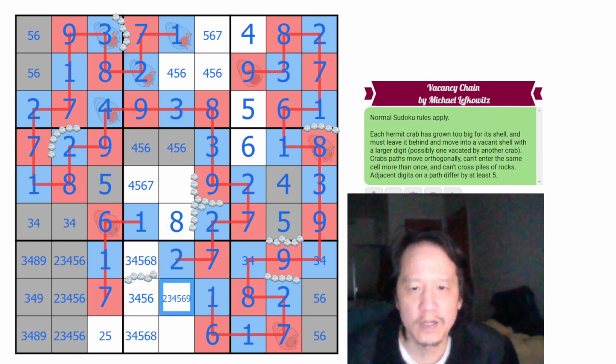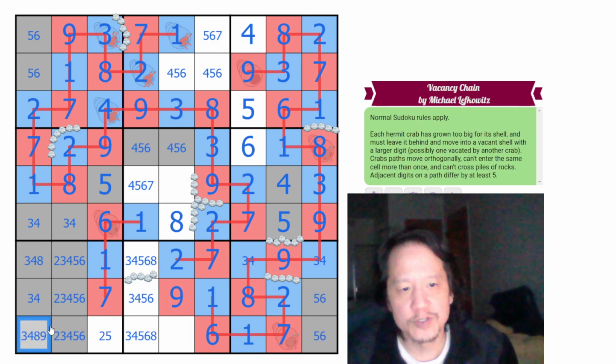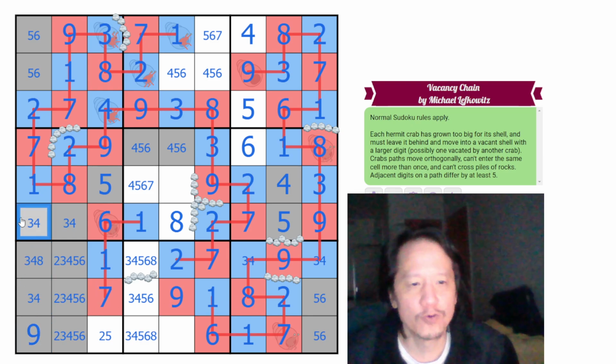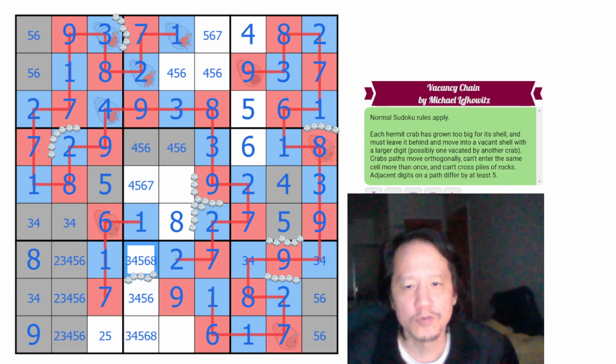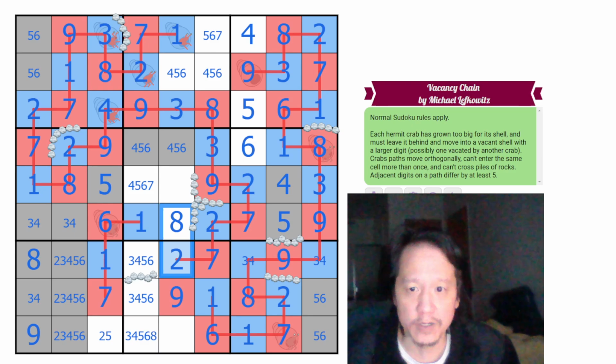This has to be high. So it has to be 9. Cannot be 7, 8, or 6, so this is 9. Neither of these can be 9, therefore this must be a 9. We have a 3, 4, 3, 4 pair, so this can't be 3 or 4, so this must be 8. Which means this can't be 8, so this cannot connect this way, so this must connect this way.